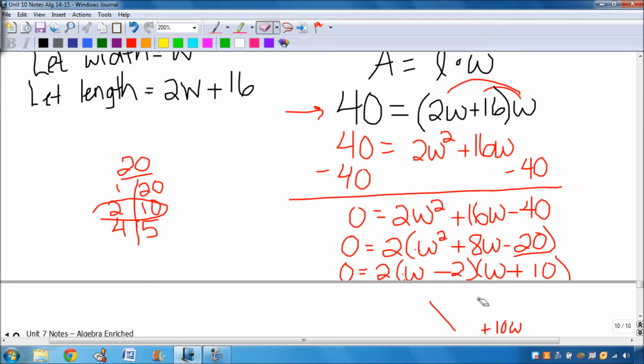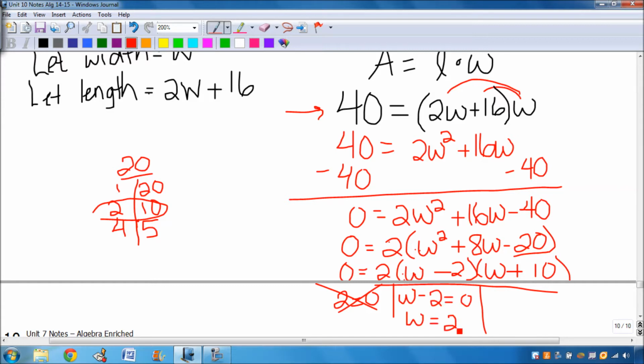So now that I've done that, I can set each part equal to 0. So I say 2 equals 0, but I'm going to reject that because that doesn't make sense. 2 can never equal 0. I can say W minus 2 equals 0, which means W is 2. And then I can say W plus 10 equals 0, which means that W equals negative 10.